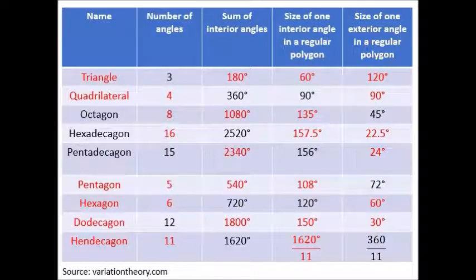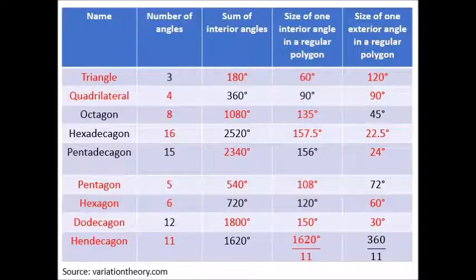We can do the same for the quadrilateral. A four-sided shape is a quadrilateral. The angles add up to 360 degrees. The exterior and the interior must add up to 180, therefore the size of one exterior angle must be 90 degrees. Next question, an octagon has 8 sides. If its exterior angle is 45 degrees, then the interior must be 135 because they add up to 180.